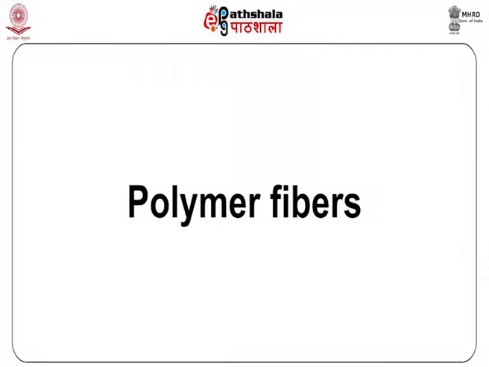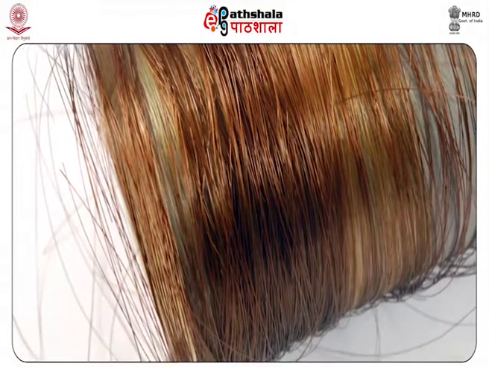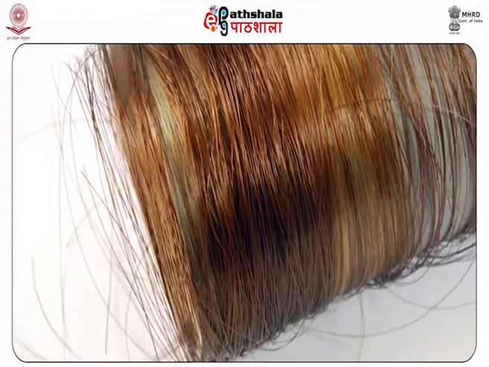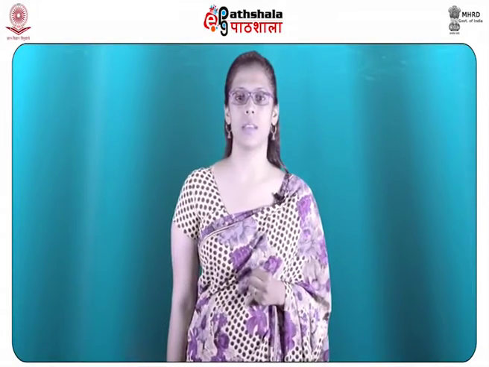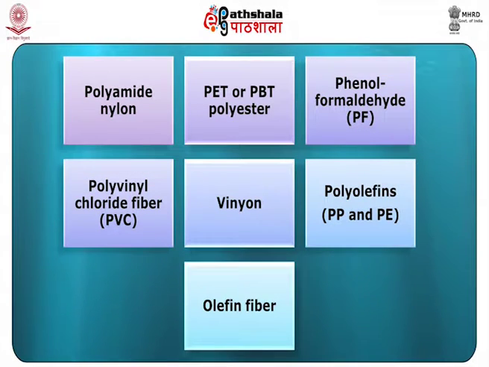Polymer fiber. These fibers are the subsection of man-made fibers that are based on synthetic chemicals. A lot come from petrochemical sources, some arise from natural materials by a purely physical process. These fibers are made from polyamide nylon, PET or PBT polyester, phenol-formaldehyde PF, polyvinyl chloride fiber PVC, vinylon, and polyolefins, PP or PE olefin fiber.